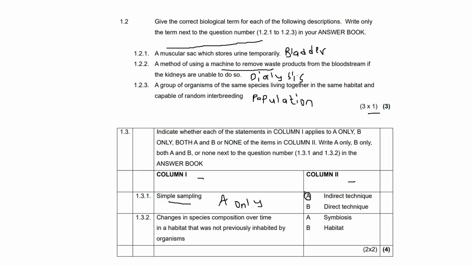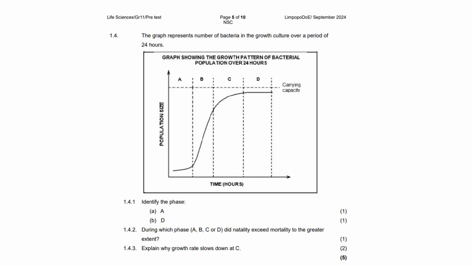Then, changes in species composition over time in a habitat that was not previously having an organism, we call that ecological succession. Option A is symbiosis, habitat. No, our answer is ecological succession, which is not there. So the answer will be none, because the correct answer is not among them. Then let's go to 1.4.